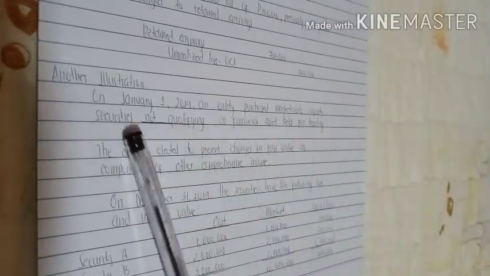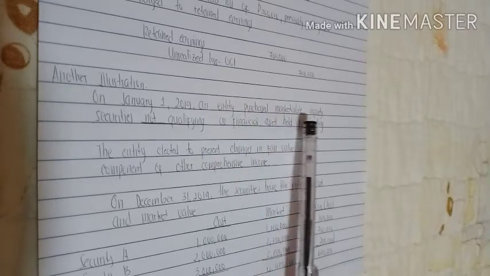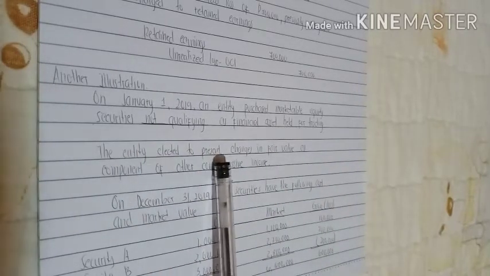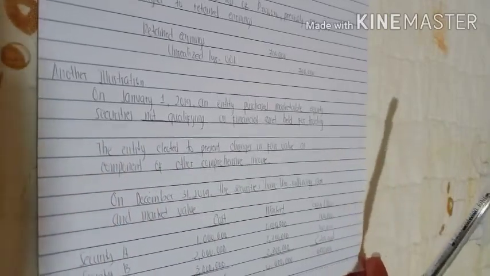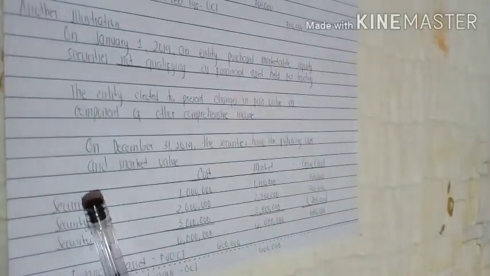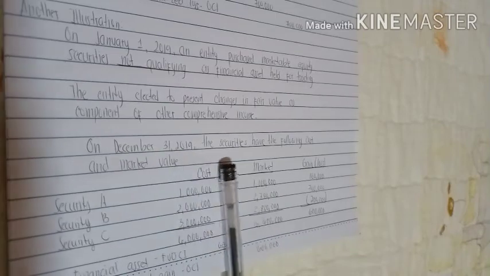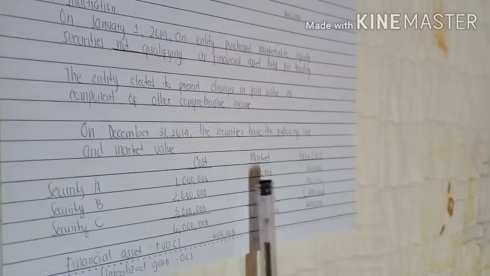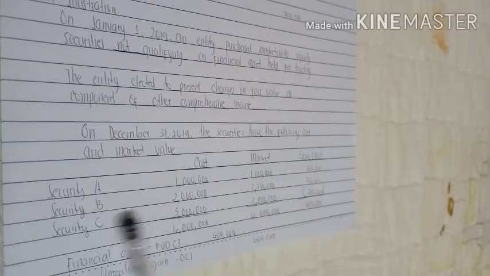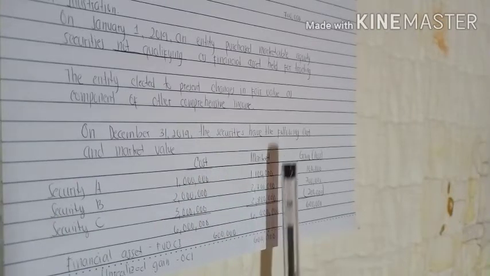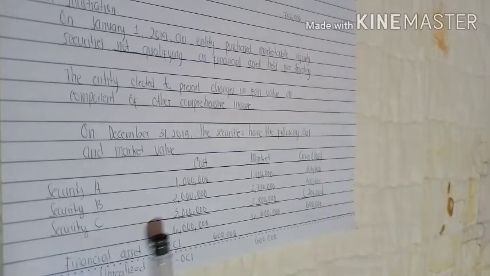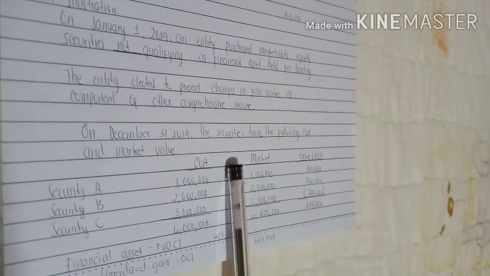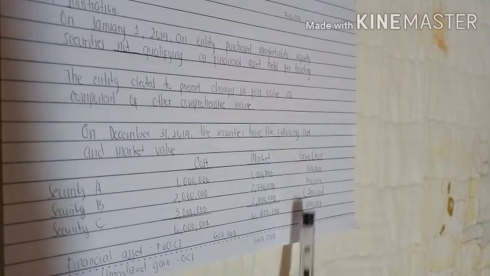So here is another illustration. On January 1, 2019, an entity purchased marketable equity securities not qualifying as financial asset held for trading. The entity elected to present changes in fair value as component of other comprehensive income. On December 31, 2019, the securities have the following cost and market value. Security A, 1 million cost, 1,100,000 market, and 100,000 gain or loss. Security B, 2 million cost, 2,700,000 market, and 700,000 gain or loss. Security C, 3 million cost, 2,800,000 market, and negative 200,000 gain or loss. Our total cost is 6 million and total market is 6,600,000. Total gain or loss is 600,000.